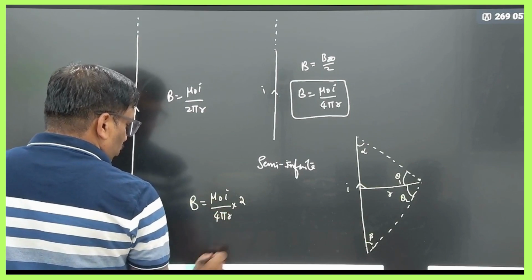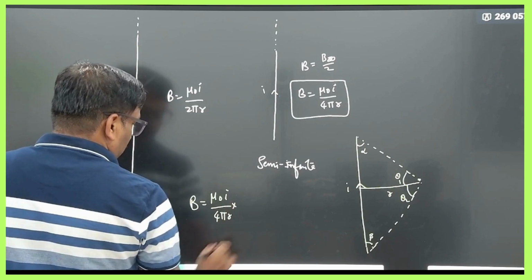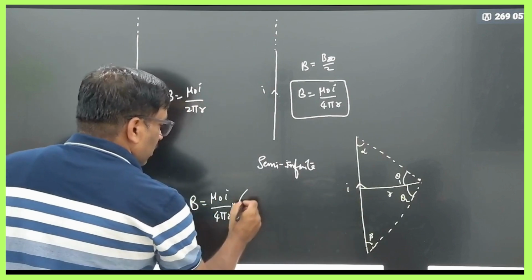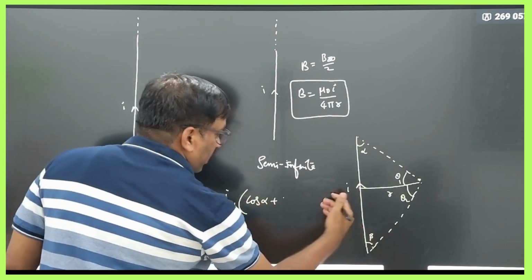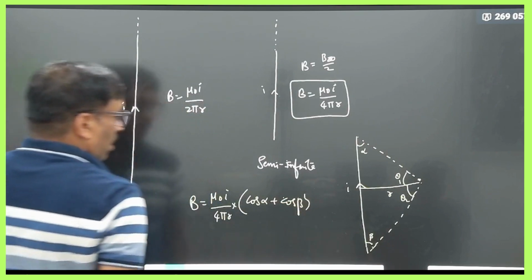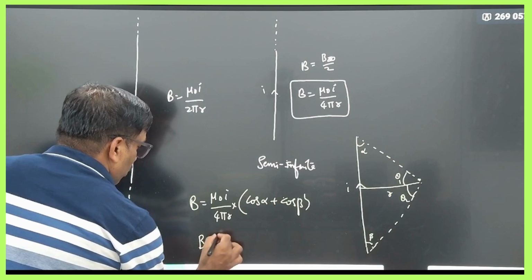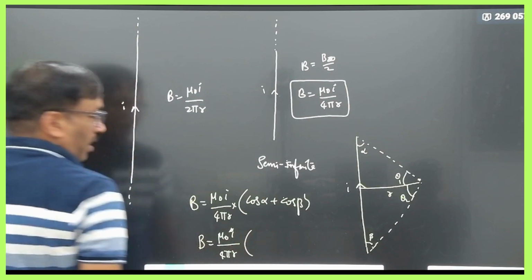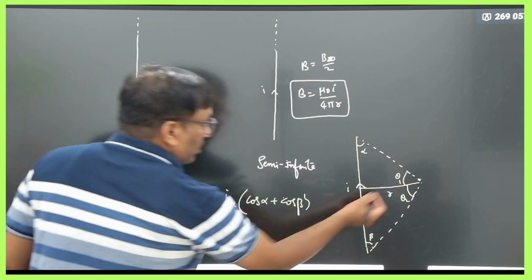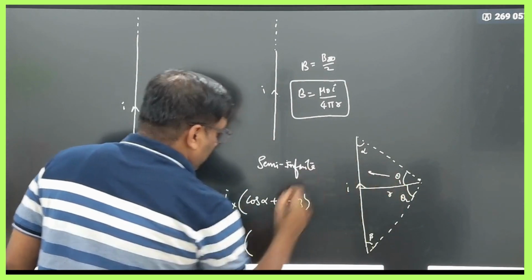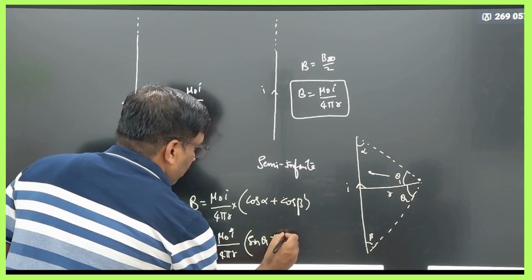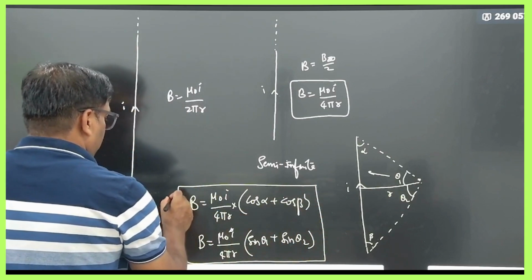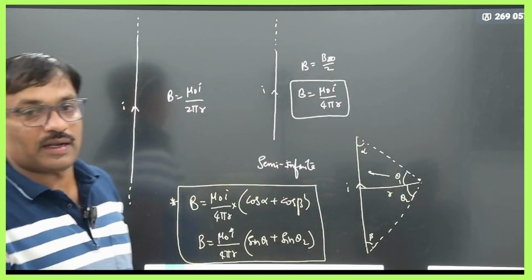Listen carefully. If you know this alpha, alpha is along the length, so it is cos alpha. Here also beta, therefore cos beta. Or we can rewrite it as mu naught I by 4 pi r into sin theta 1 plus sin theta 2, since theta is the opposite side. Clear? So this will be your magnetic field due to a finite length.